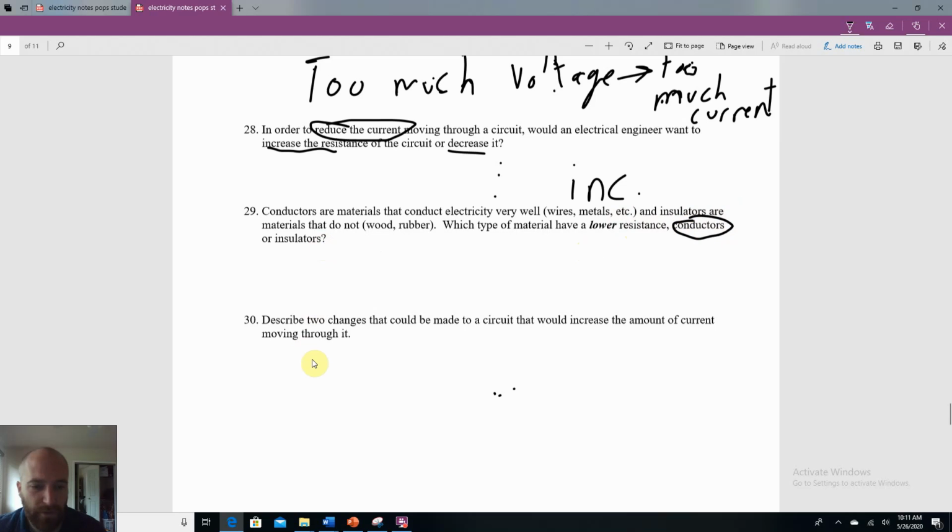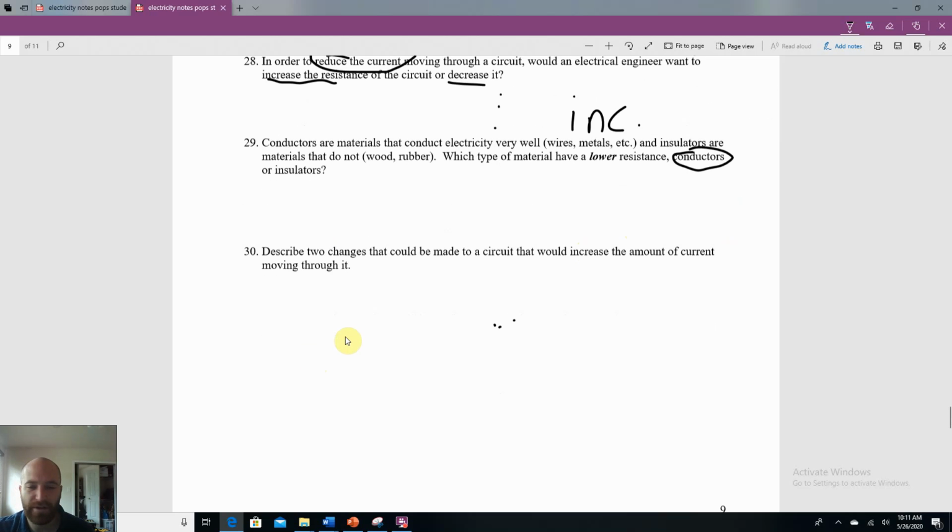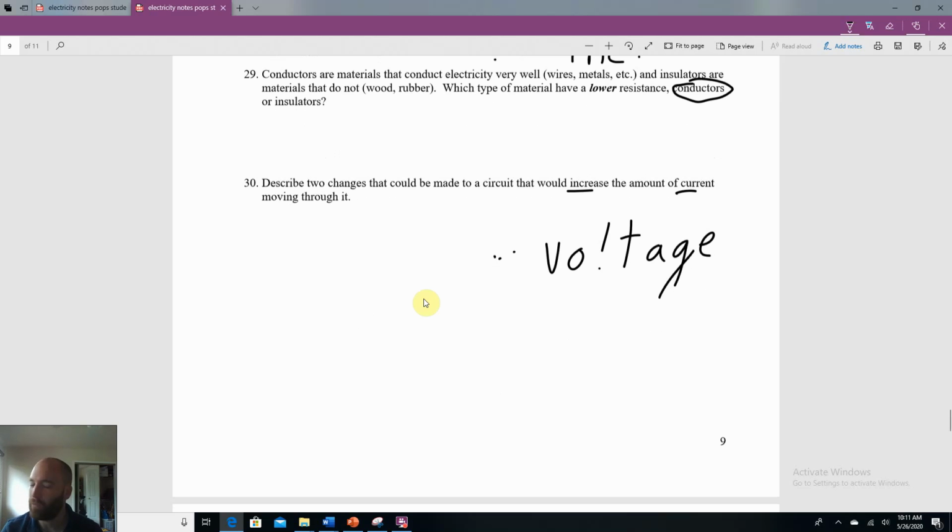Number 30. Describe two changes that could be made to a circuit that would increase the amount of current moving through it. So this is kind of a tricky one because the question is kind of vague. But a couple things that we can do to increase current. Well, current is affected by voltage. But what would we do to that voltage in order to increase the current? Well, I think we would want more voltage, more push, to get more electricity through it. So we could increase the voltage. It's connecting a bigger battery. It's pushing harder, so you would have more current moving through it. So that's one of the changes that we could make.